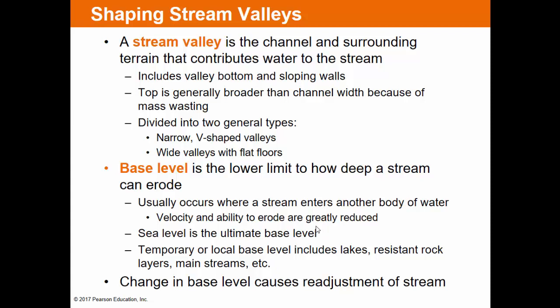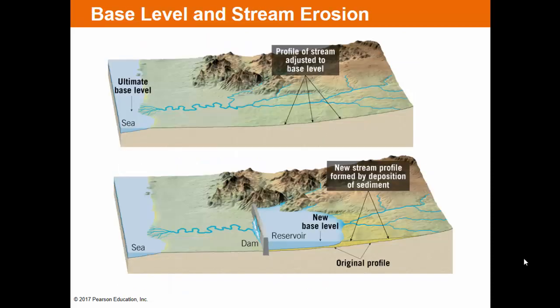And if base level changes, then streams will change. Think about water running down into the ocean. If a glacial period ensues and much of the ocean water is locked up in ice, sea level will drop. That will mean that your base level will drop, and then you'll see a change in the stream and how it erodes. And so changing of a base level can cause readjustments of a stream.